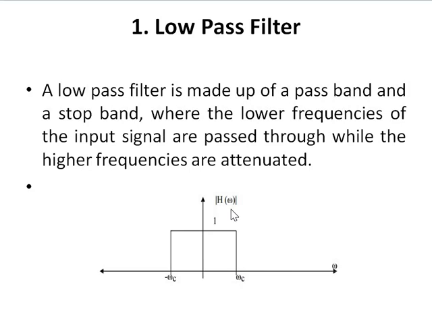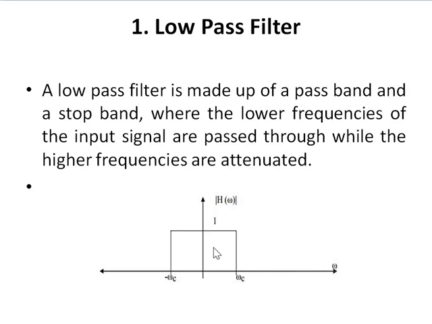Here it shows the magnitude response, mod of H of omega versus omega. So if you observe the magnitude response of this low pass filter, this is said to be pass band and this is said to be stop band. So here the low pass filter definition is it allows the lower frequencies and attenuates all the other higher frequencies.